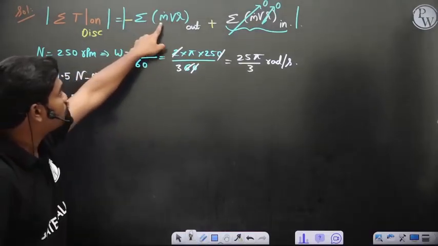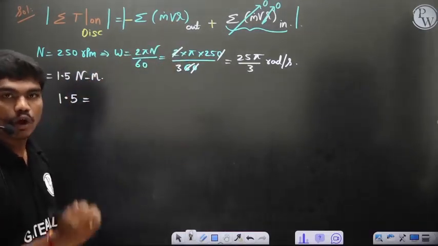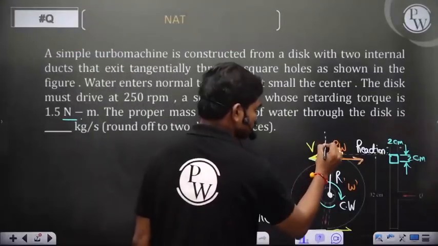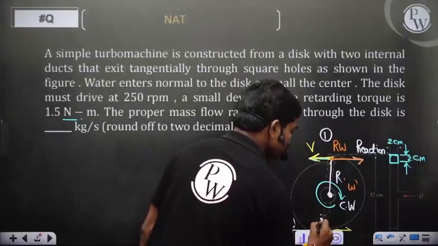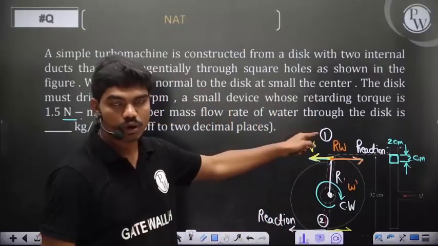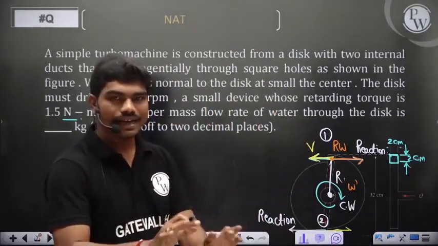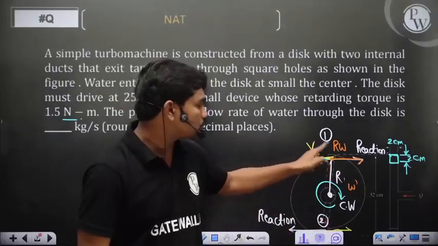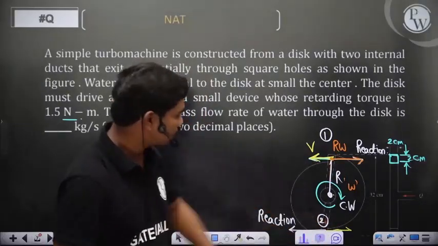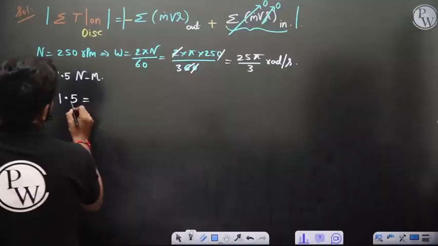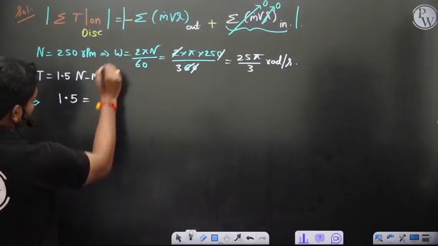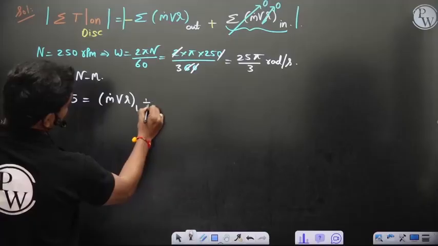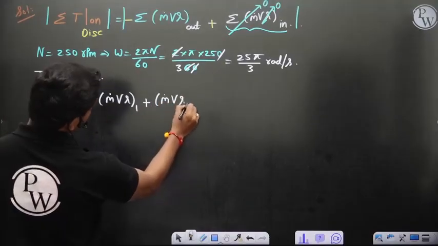Then the summation of m dot Vr at the outlet. How many outlets are there? There are 2 outlets, outlet 1 and outlet 2. One thing is clear: both outlets are symmetric, meaning whatever happens here also happens here, correct? So now let's see, 1.5 is equal to the summation over 2 outlets, which is m dot Vr at location 1 plus m dot Vr at location 2.